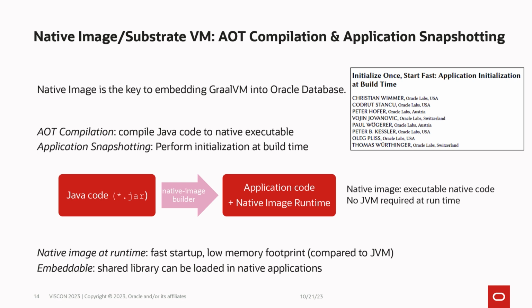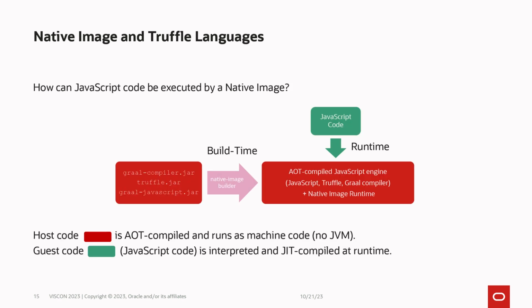And finally, the last point, it is embeddable. You can compile your Java code as a shared library, and then you can load that shared library into native applications, such as Oracle Database. Now, that was all about what native image is. Now, how do you use native image to actually run JavaScript code, right?